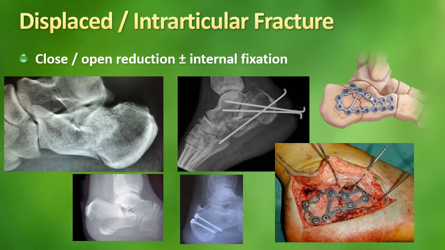Now, if the fracture is displaced, one should try to reduce it, and more so if it is intra-articular. The reduction can be achieved by closed means. If it is not possible, then one has to do open reduction. After reducing the fracture, these fractures can be fixed with either K wires or screws or calcaneal plates, depending on the fracture configuration.